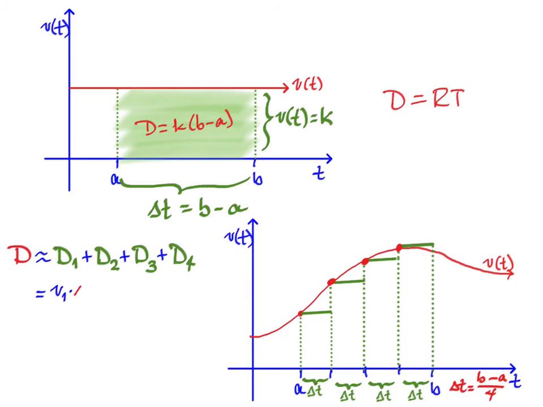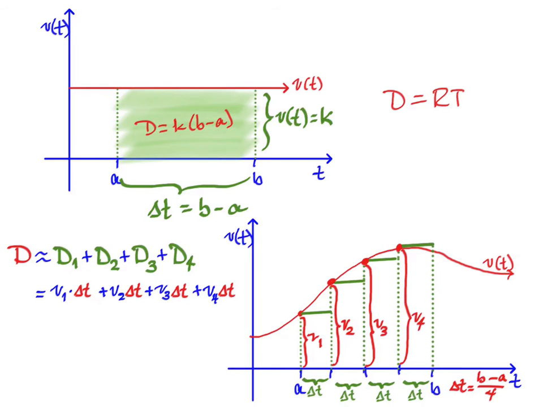So it's going to be rate times time. So v1 times delta t, where v1 is the height of the first rectangle, plus v2, the velocity at the beginning of the second time interval, times delta t, and v2 is the height of that rectangle, plus v3 times delta t. v3 is the height of the third rectangle, and the last velocity times delta t is the fourth distance traveled, and there's the last velocity.